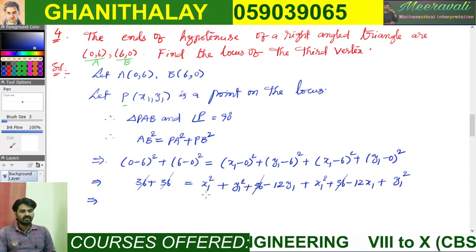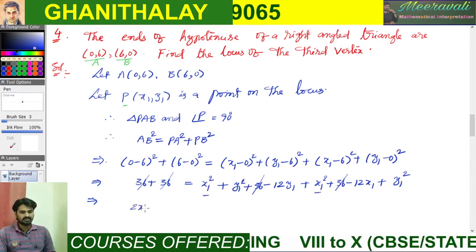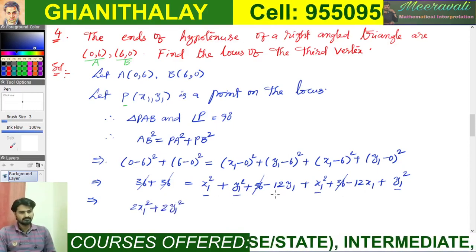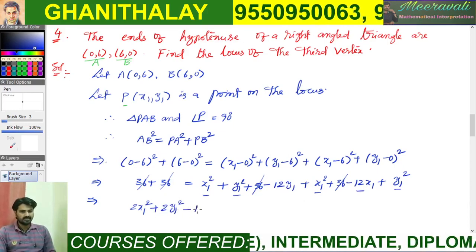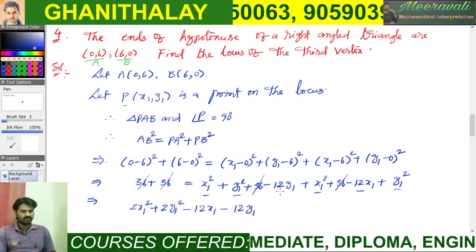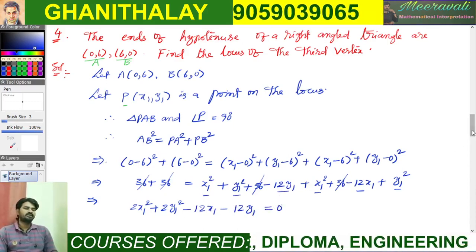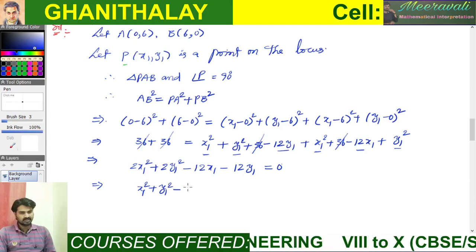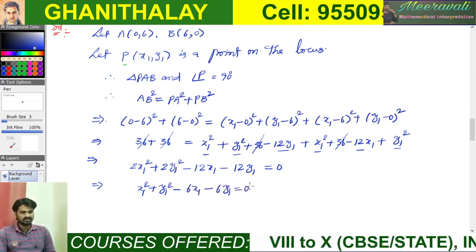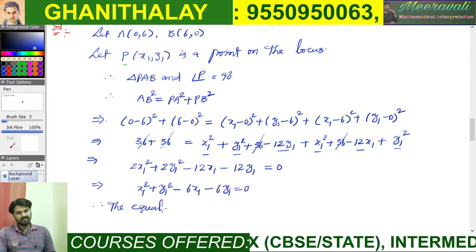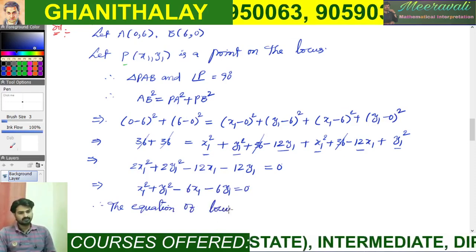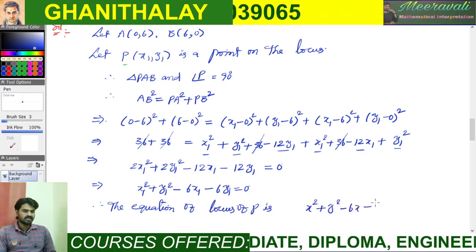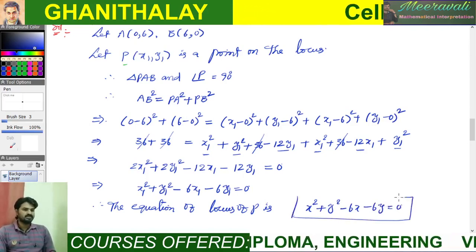Now finally you can write the remaining terms: x1 square plus x1 square, 2x1 square; next y1 square plus y1 square, 2y1 square; next the x1 terms, minus 12x1; next minus 12y1. There are no terms on the left hand side, so you get 0. Dividing by 2 on both sides, you get x1 square plus y1 square minus 6x1 minus 6y1 is equal to 0. Therefore the equation of the locus of P, removing the subscripts, is x square plus y square minus 6x minus 6y equals 0. Okay, this is the answer.